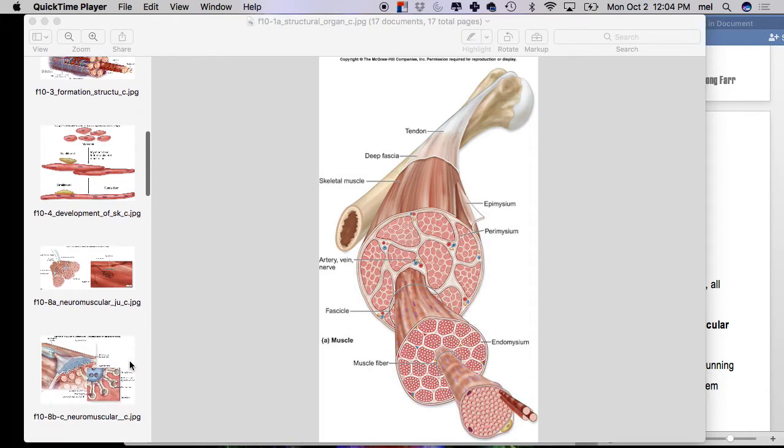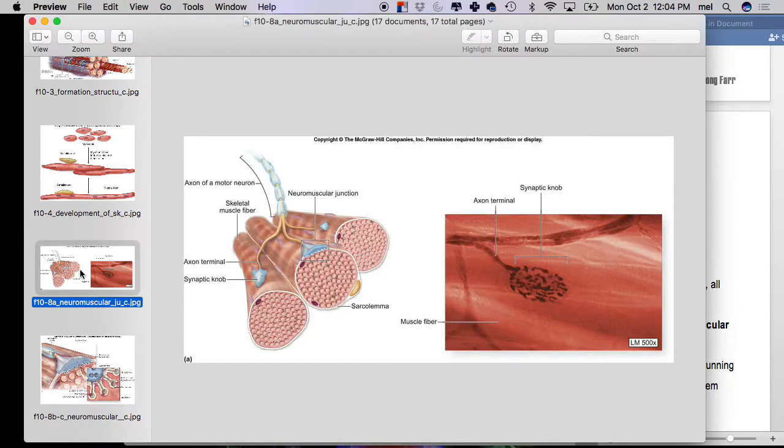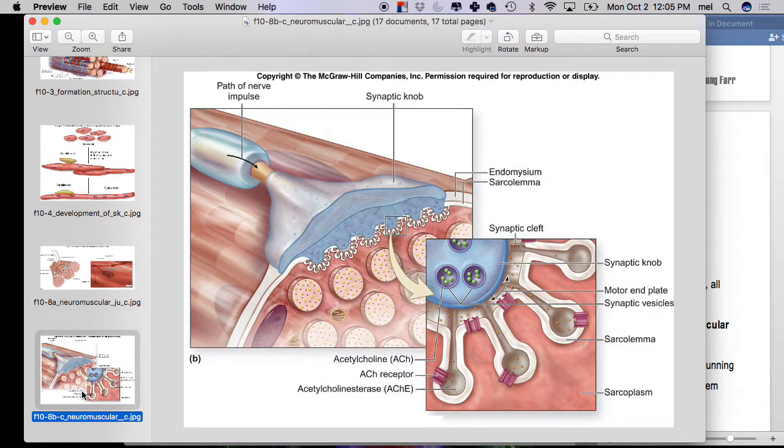Okay, so let's just review that briefly. Remember that we said skeletal muscle tissue is highly innervated, and every single skeletal muscle fiber must have direct innervation, or else it's going to be paralyzed, right? The site at which a motor neuron innervates a skeletal muscle fiber is called the neuromuscular junction.